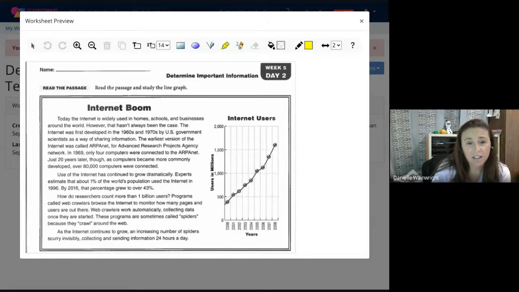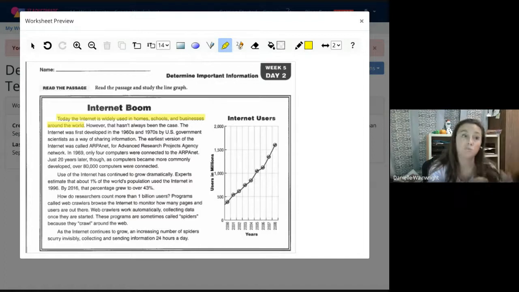So today the internet is widely used in homes, schools, and businesses around the world. Do you think that is a main idea? Is that related to what this is about? And I would argue that yes, it is. It's what this is about. However, that hasn't always been the case. Now, look at the title and notice it's called Internet Boom. And a boom is like when something either explodes or grows very rapidly. So this is probably going to be about the growth of the internet. So the fact that that hasn't always been the case, I think that's also a key detail or main idea.